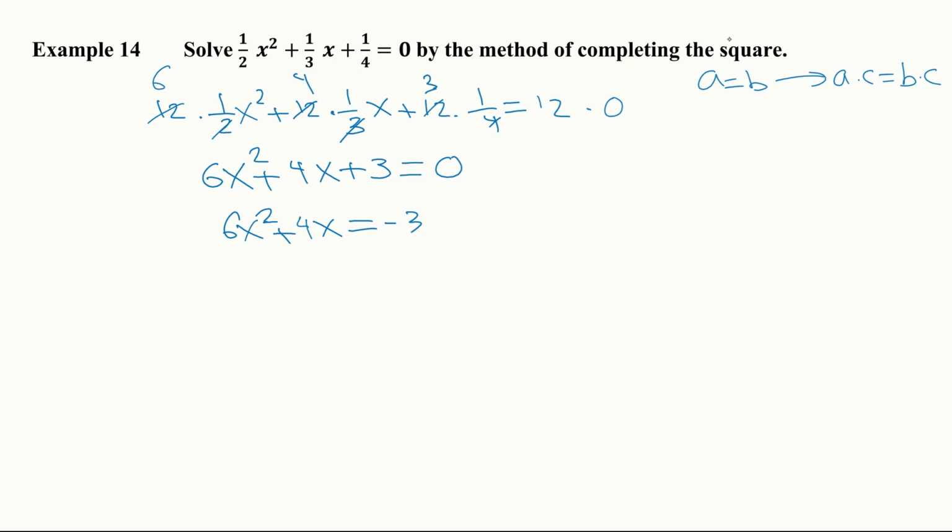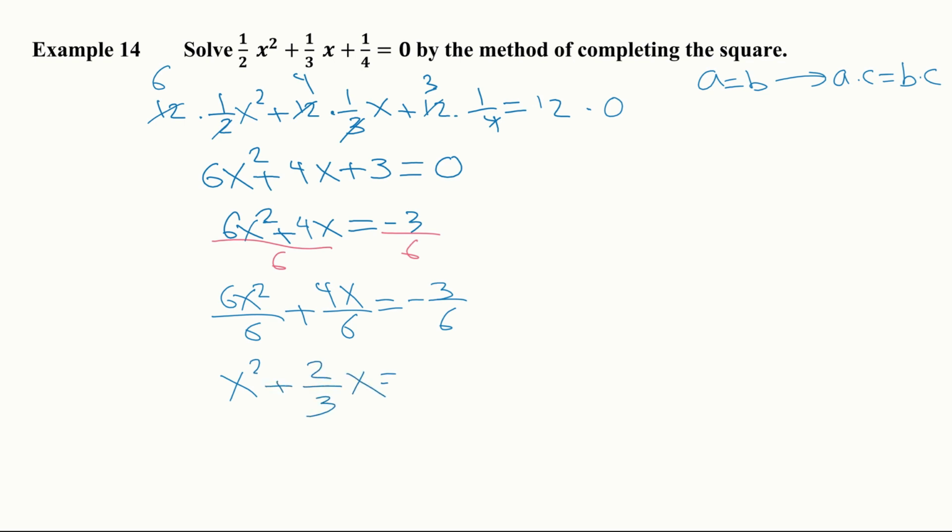So we go ahead and divide both sides of the equation by 6, and we get, now remember, this is going to split up like this: 6x squared over 6 plus 4x over 6 equals negative 3 over 6. So we end up with x squared plus 2/3 x equals negative 1/2, correct?